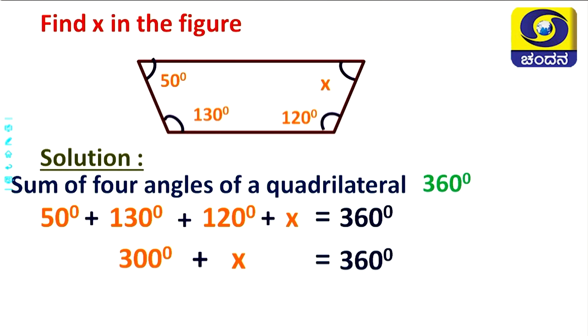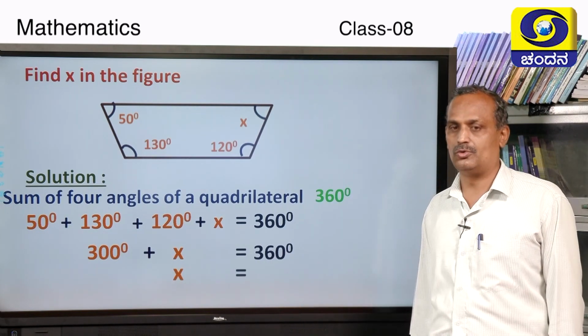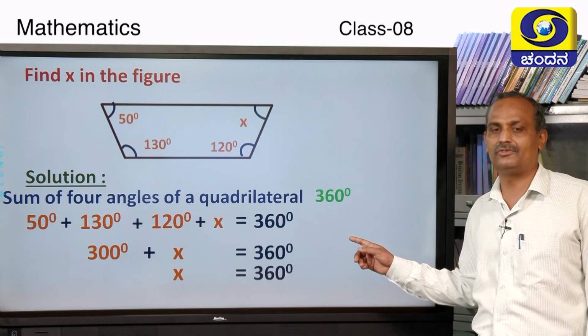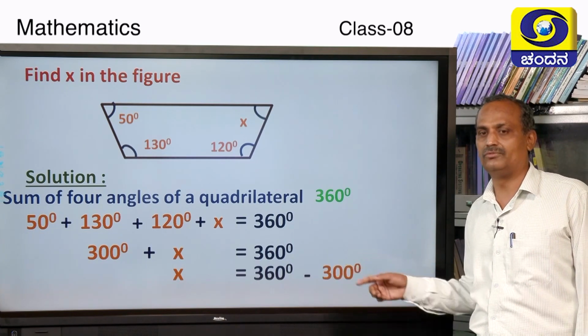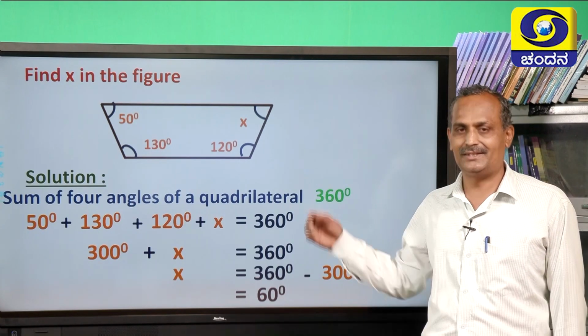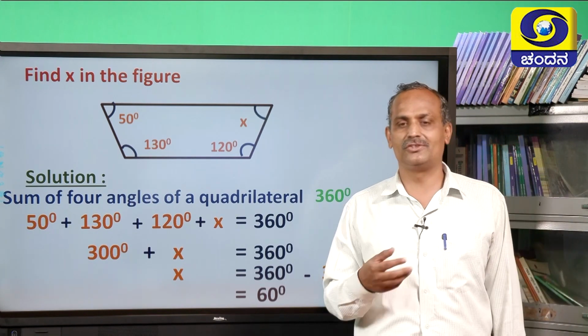Is it right? We have 300 degrees on the left side. So, let us transpose it to the right side. What happens? x is equal to 360 degrees, and let us transpose 300 to the right. What happens? Plus 300 becomes minus 300. Whatever quantity is on the left side, I am moving it to the right side. So, it is nothing but a kind of transposition. x is 60 degrees. So, we have found the fourth angle as 60 degrees in this quadrilateral. Students, note down whatever I am discussing with you.